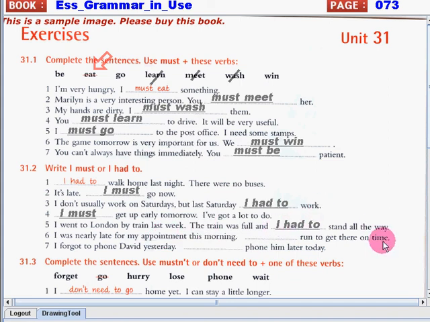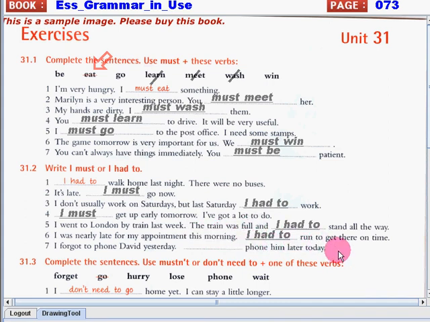Next, I was nearly late for my appointment this morning. Blank, run to get there on time. Okay, another past tense. We have I was nearly late and the past time expression this morning. That's why we have to use I had to.